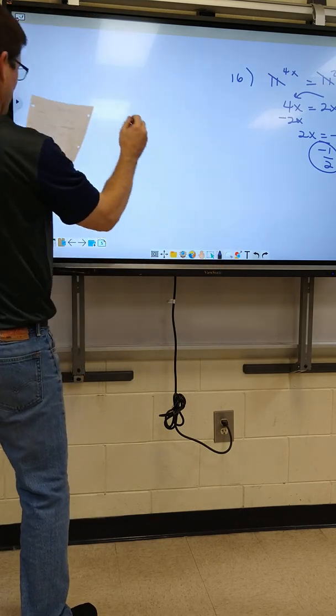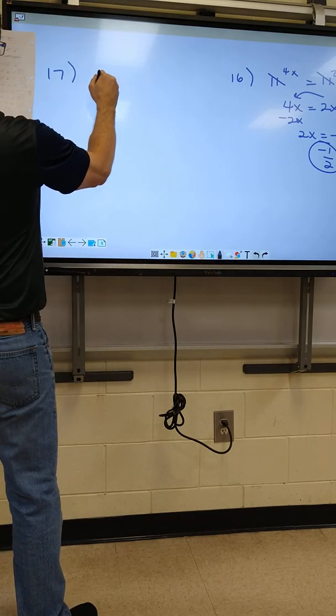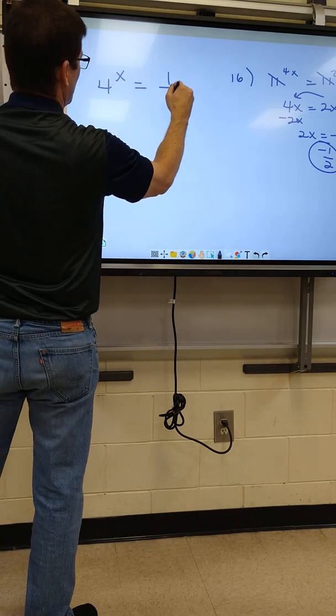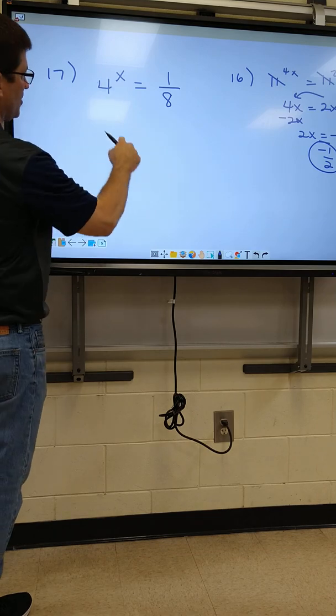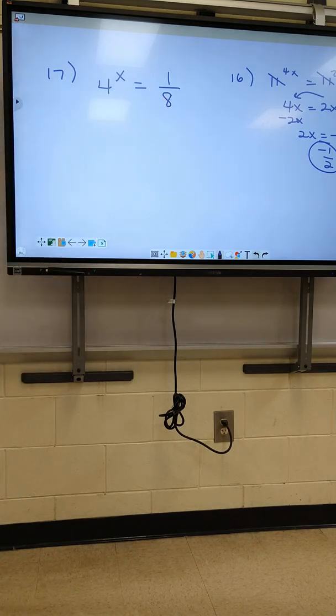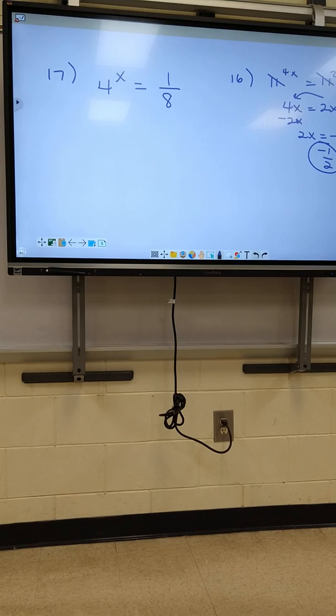Let's go to 17. 4 to the x equals 1 over 8. All right, what do I have to do? I got to make them the same number. I got to make each base the same. So I got 4 and 8 that I got to work with. So Trey, all you got to do is look over here, find your 4, find your 8, and you can make your numbers the same. You want to try it? Yeah. Try it.